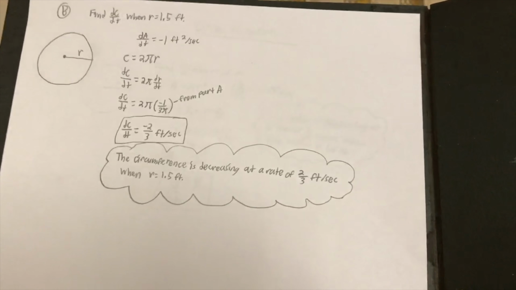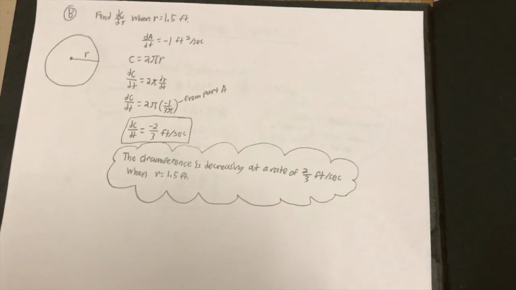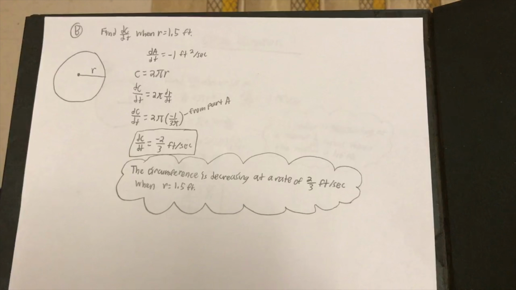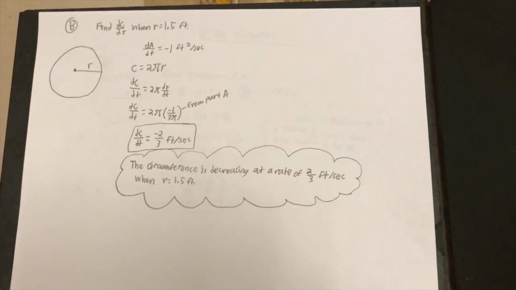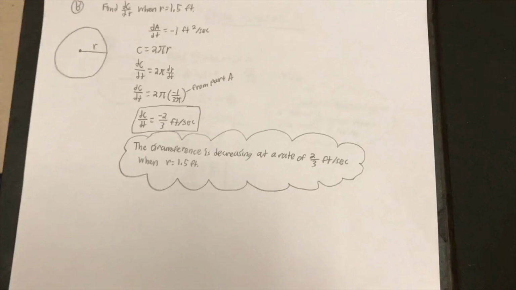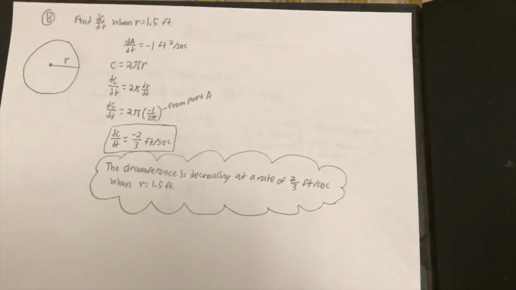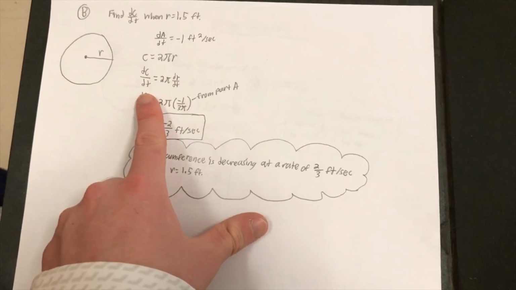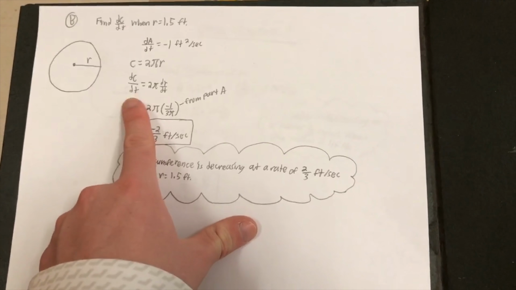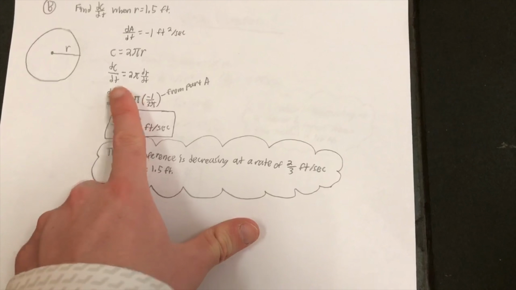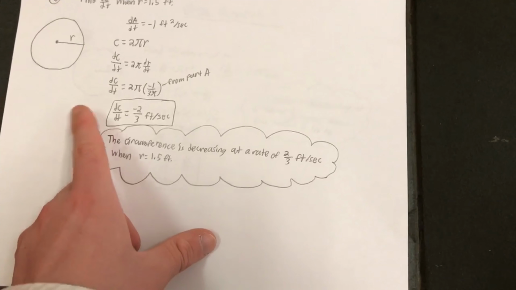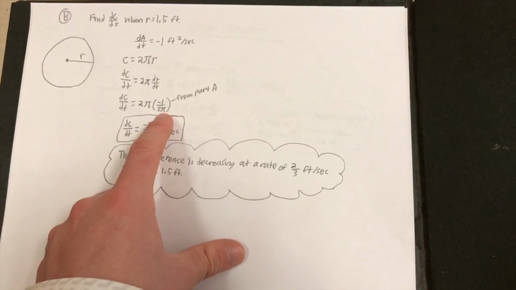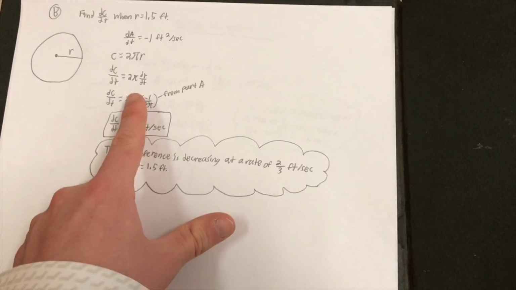For part B, we're asked to find the rate at which the circumference is changing when r is equal to 1.5 feet. So, we know that dA over dt is equal to negative 1 feet squared per second because of problem 1. So we know that C in any circle, the circumference, is equal to 2 pi r. dC over dt, the derivative of C, is equal to 2 pi times dr over dt. So we already know dr over dt from part A because that was our answer. So what we do is we plug it in for dr over dt.